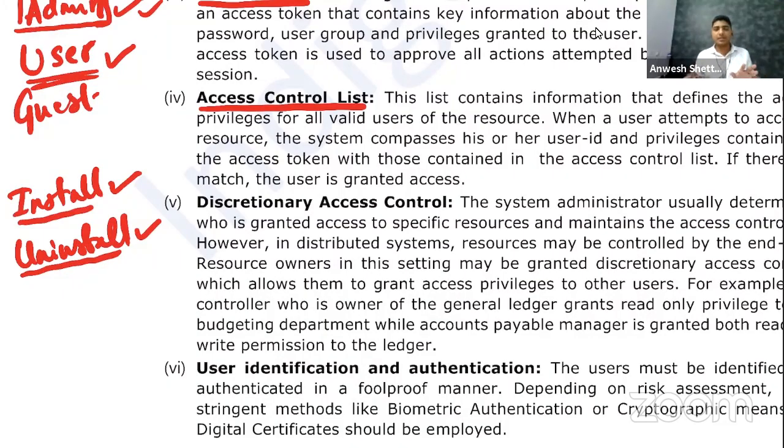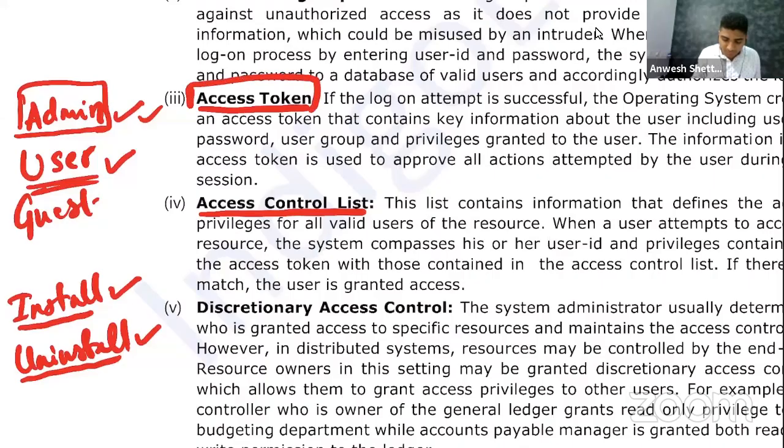Now the question is, the computer is the same. Have you ever thought about how the computer understands who you are once you log in? The answer is, whenever you log in, your computer creates something called an access token. Access token simply means who is this person? Whenever you log in as an admin, an access token is created which says this user who is using the computer right now is an admin.